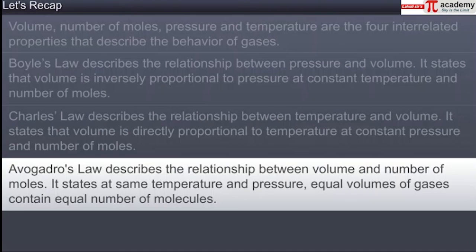Avogadro's law describes the relationship between volume and number of moles. It states that at the same temperature and pressure, equal volumes of gases contain an equal number of molecules.